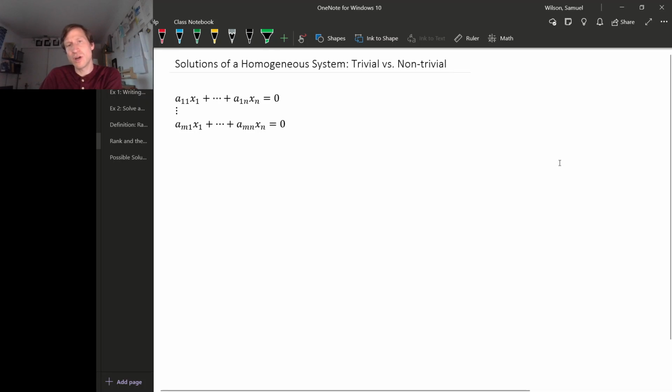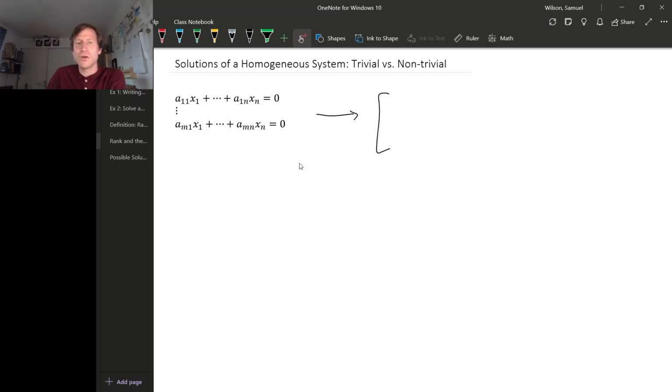Let's have a deeper look at homogeneous systems of equations. Remember, a homogeneous system of linear equations is a system of linear equations where all of the right-hand sides are equal to 0. If you have a homogeneous system of linear equations, we'll solve this in the usual way by writing down its augmented matrix and then doing row reduction.